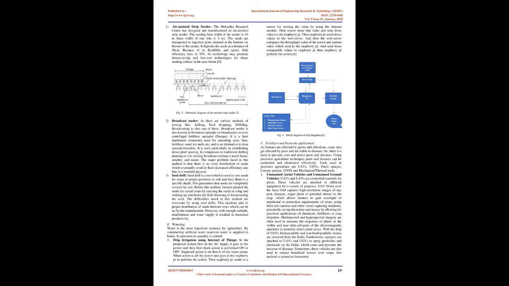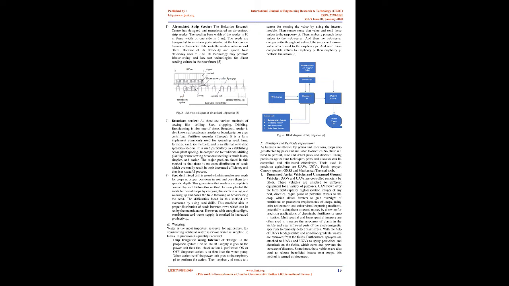As humans are affected by germs and infections, crops also get affected by pests and are liable to diseases. So, there is a need to prevent, cure, and detect pests and diseases. Using precision agriculture techniques, pests and diseases can be controlled and eliminated effectively. Tools used in precision agriculture are UAVs, UGVs, patch sprayer, canopy sprayer, GNSS and mechanical/thermal tools.